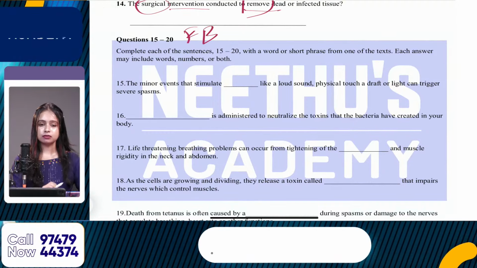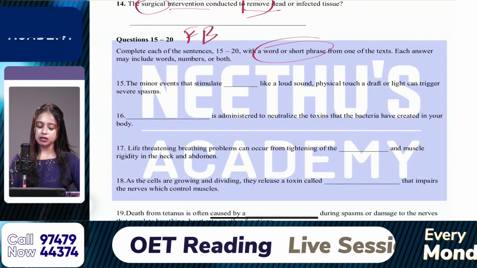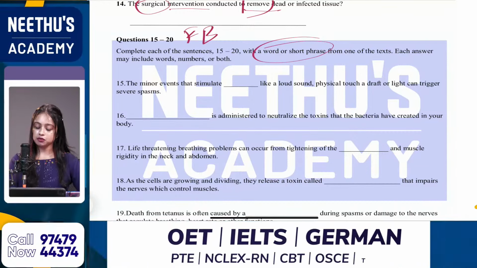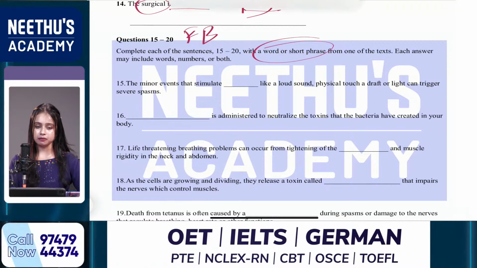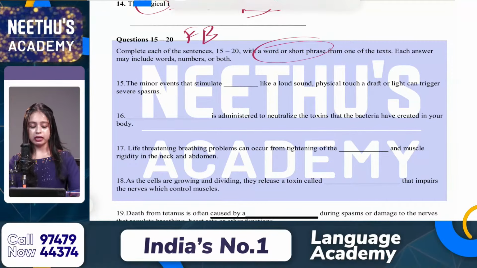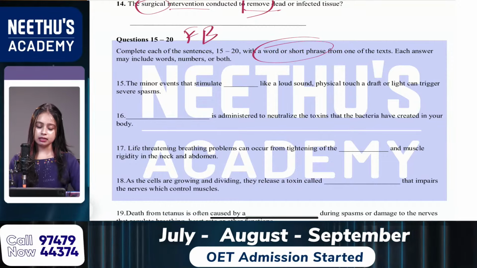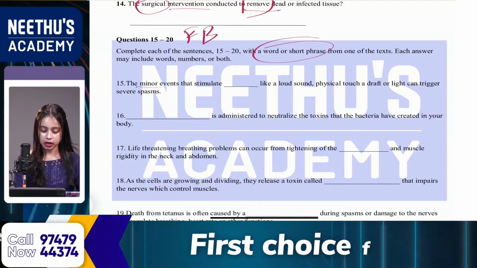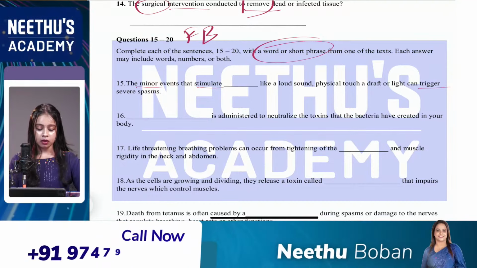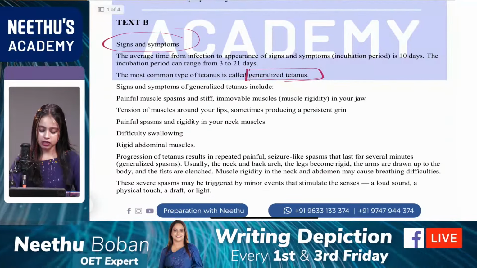Fill in the blanks. Same instructions, a word or a short phrase. The 15th one: the minor events that stimulate dash, like a loud sound, physical touch, a draft or light, can trigger severe spasms. So what is your answer here? Any idea? My keywords from the question are minor, stimulate and trigger. So any idea? The answer should be from signs and symptoms, I guess.